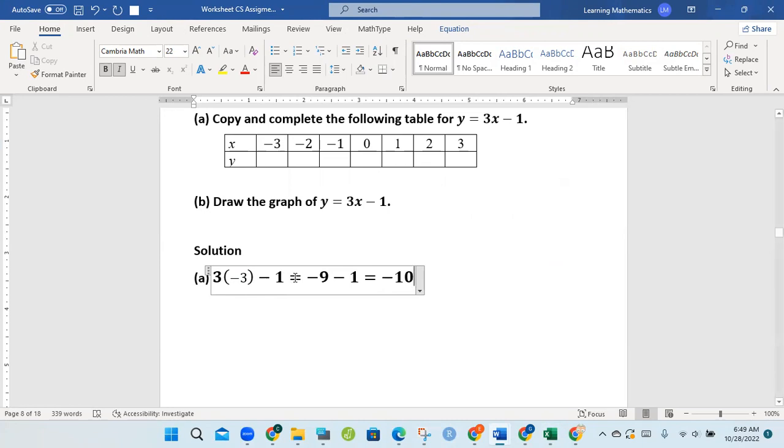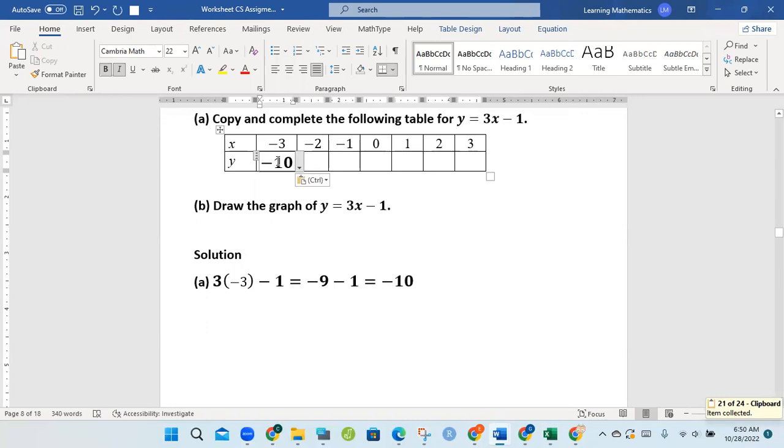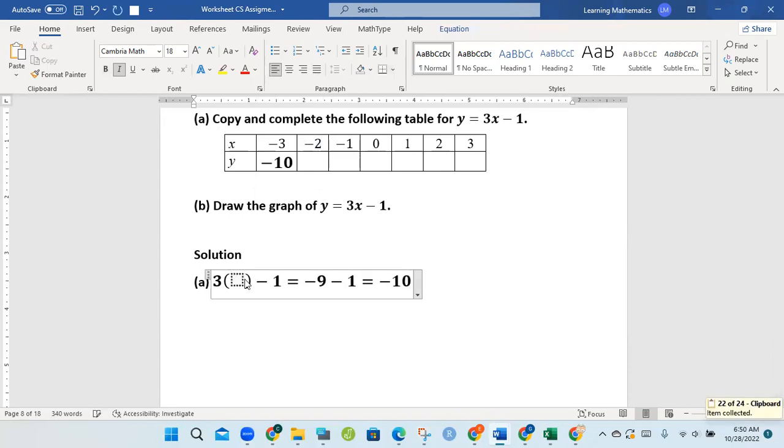Because -9 means 9 units towards the left. -1 means 1 unit towards the left. So 9 units towards the left and 1 unit towards the left. That's 10 units towards left. A negative and a negative is a negative. So -10 for -3. And -2, we've got to do the same thing for -2. Substitute -2 into the place of x. And then we'll see 3 times -2 will give us -6. And -6 and a -1 will give us a -7.